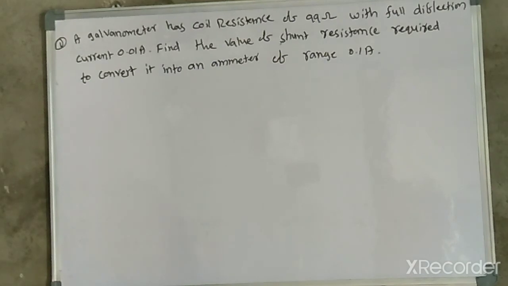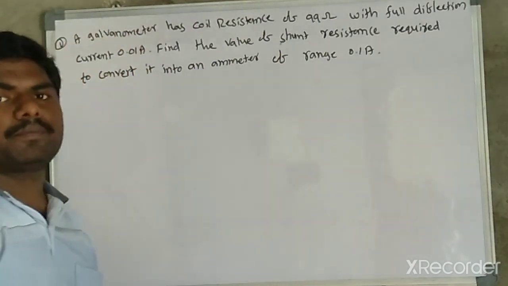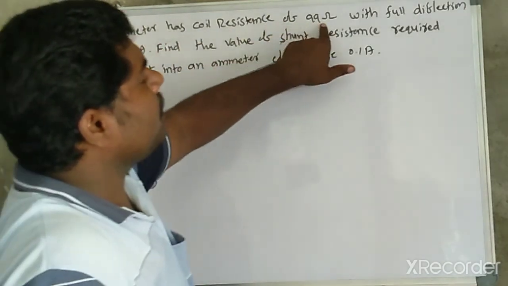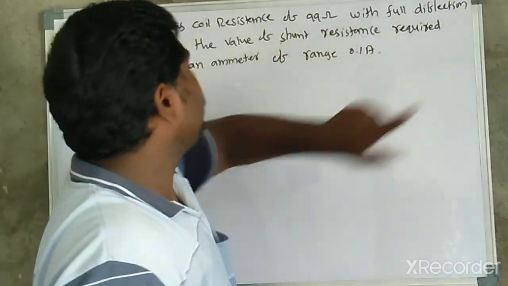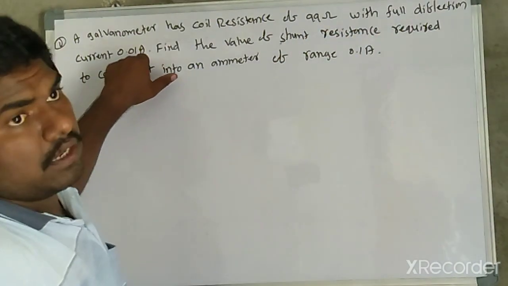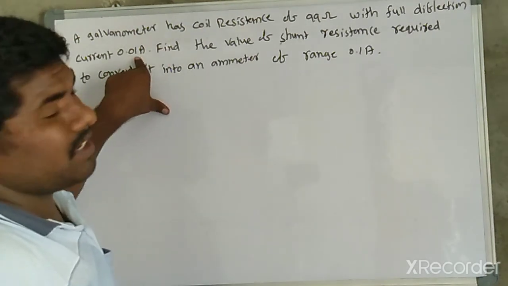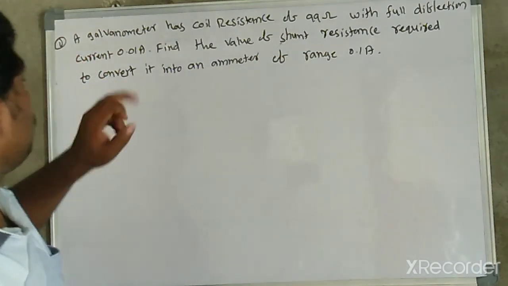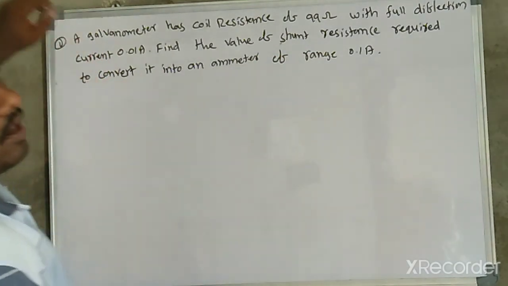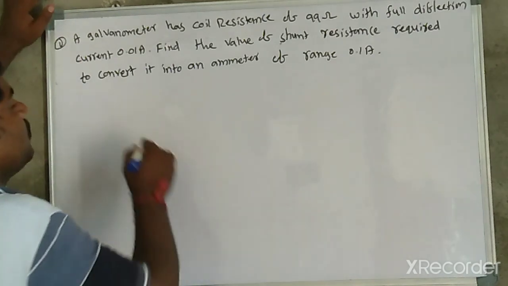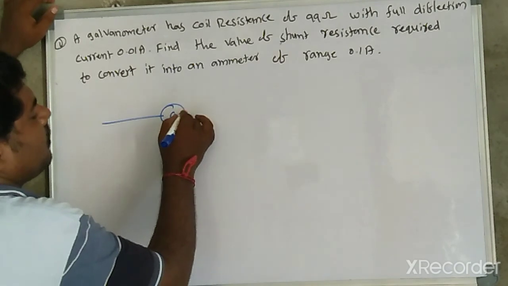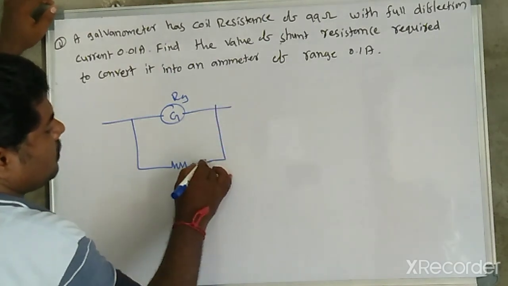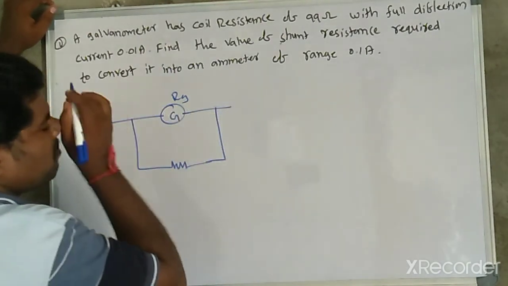Based on voltmeter, galvanometer and ammeter, we are going to discuss numerical problems. Here is the very first problem. A galvanometer has coil resistance of 99 ohm with full deflection current 0.01 A, full deflection, nothing but Ig. Find the value of shunt resistance required to convert it into an ammeter of range 0.1 A. So here this is the galvanometer, with internal resistance Rg, and this is the shunt. Like this combination, we convert it into an ammeter.